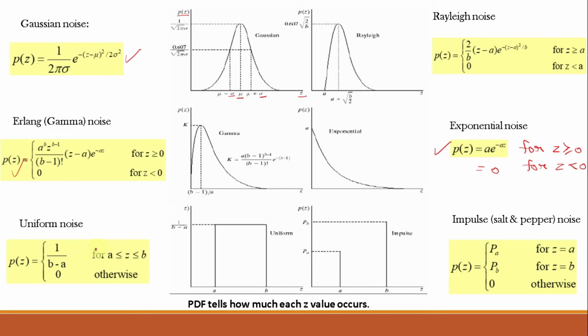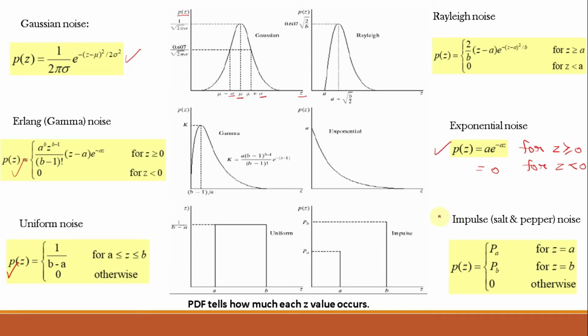Next one is the uniform noise. As the name suggests, this noise is uniform over a certain band of gray levels. As you can see here, the PDF of uniform noise is given by this equation. For this uniform noise, different values of noise are equally probable, and it occurs due to image quantization error.